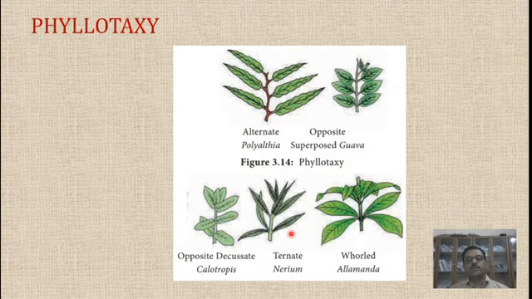Then in ternate phyllotaxy we find three leaves arranged around a node, as can be seen in Nerium. And when there are more than three leaves around the node, it is whorled, as is seen in Allamanda. These are the different types of phyllotaxy.